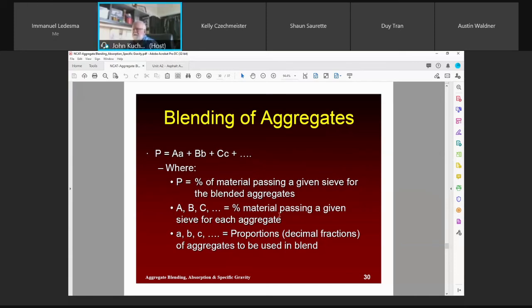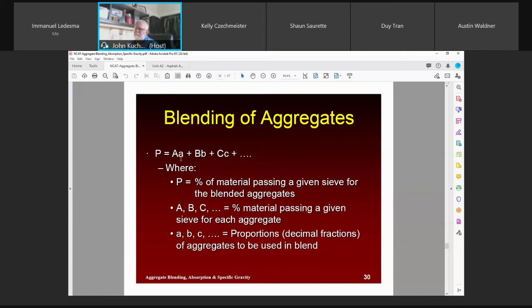ABC is the percent passing of each individual aggregate, okay? 16 millimeter crush, 6 millimeter chips, whatever. That is the percent passing any given sieve. And lowercase abc is what proportions? Are you using 25, 25, 25, 25? Or are you using 50%, 25%, 12 and a half, 12 and a half? Okay, these are the percents.